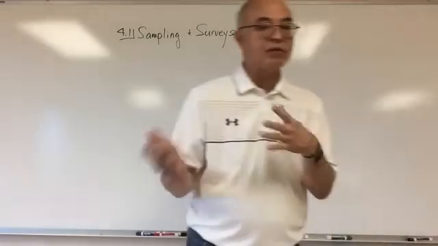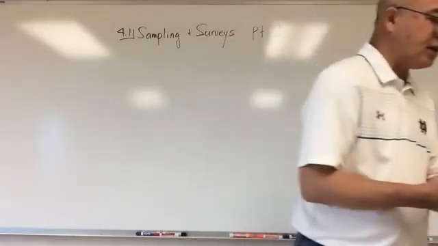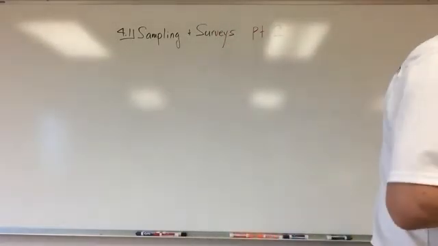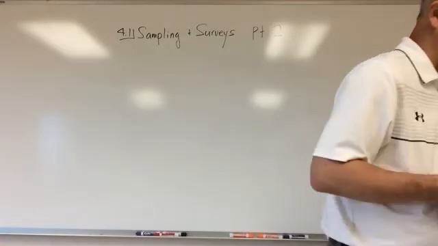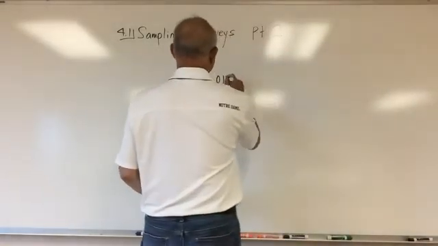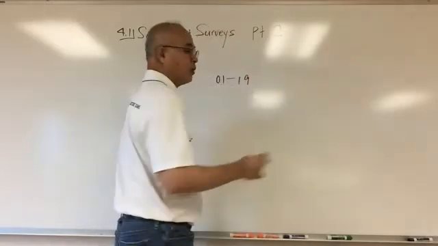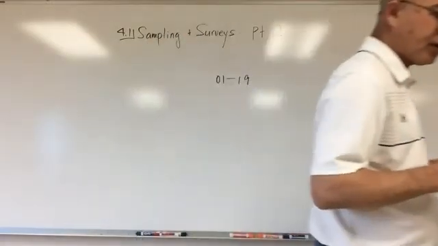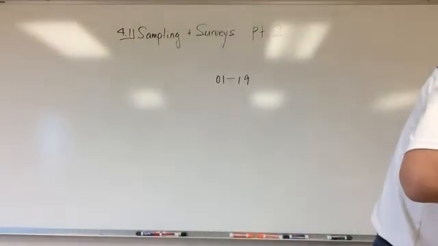So we're going to use the table D, right? So you're going to assign each school a number from 01 to 19. And we're going to do the same thing we did over here, right? They want us to use table D.